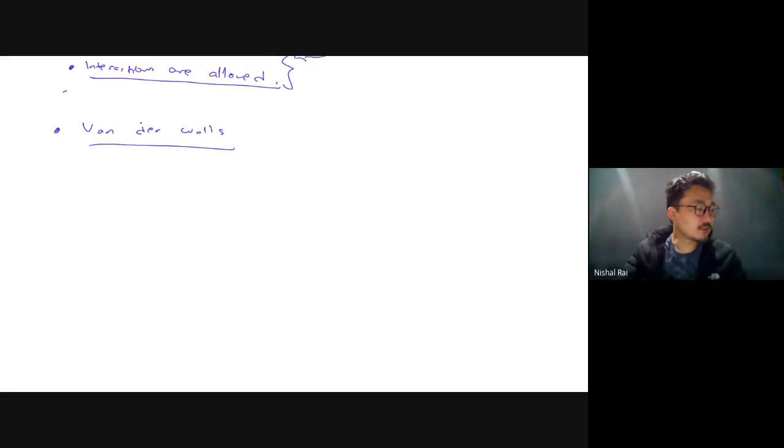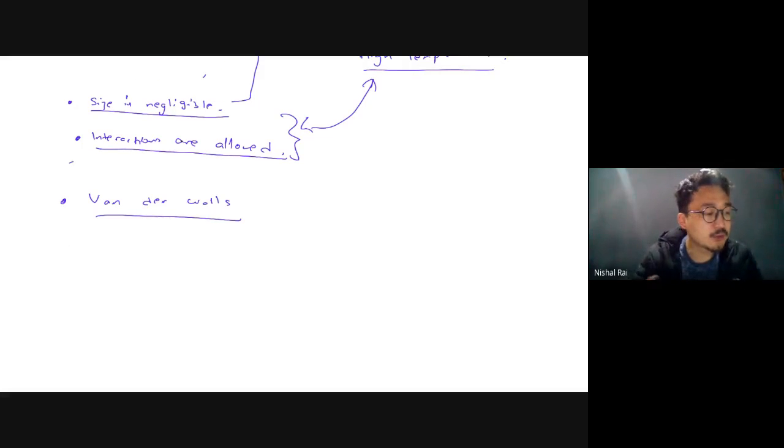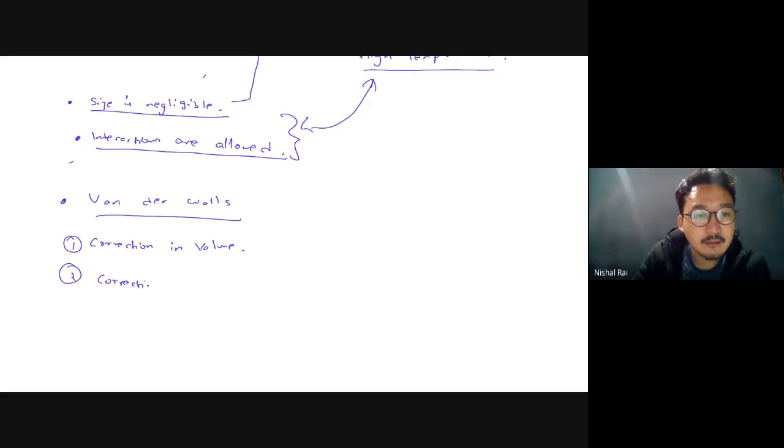In the Van der Waals equation of state, he made two corrections. What should be the two corrections? One should be a correction in volume, because the size is not negligible now. This is the first correction, and the second correction should be in pressure, because now the interactions are also allowed. Clear? Is it clear?